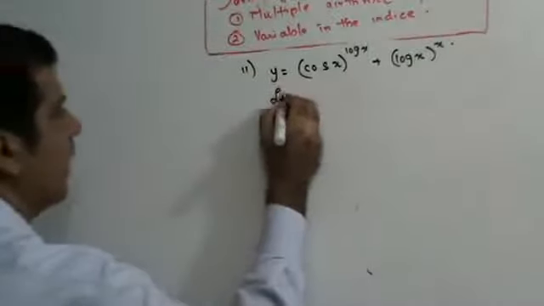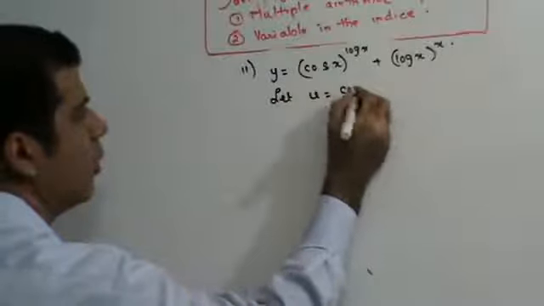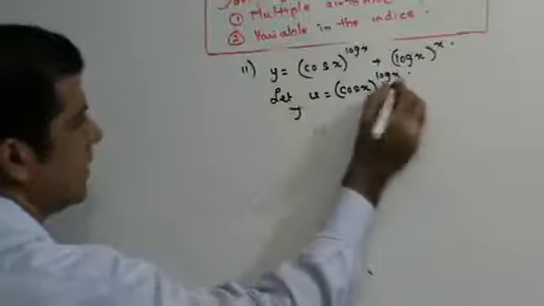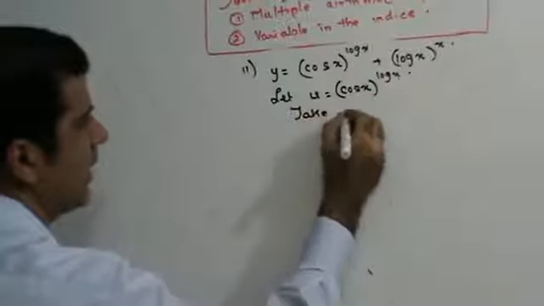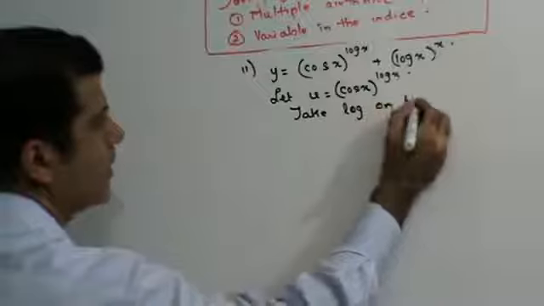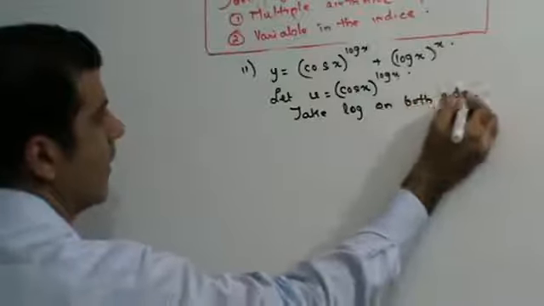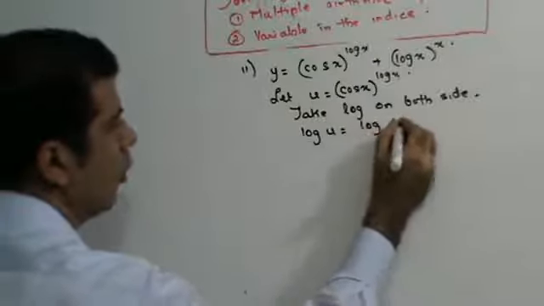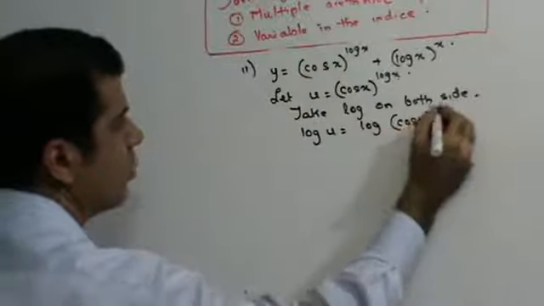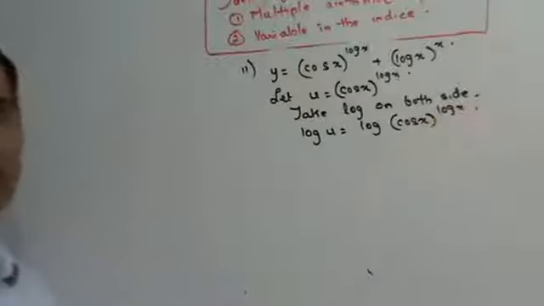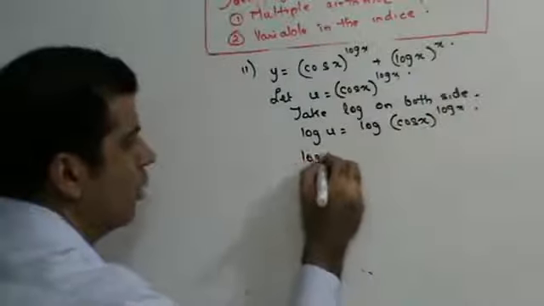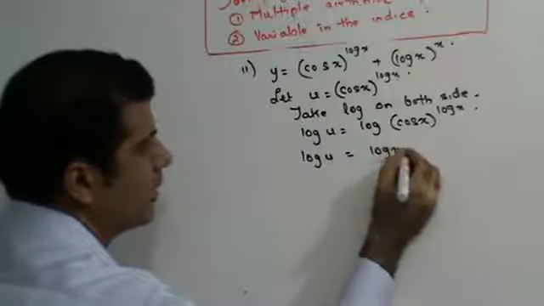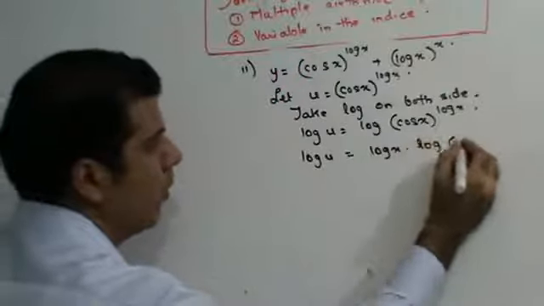Same thing, let u be equal to cos x raised to log x. Since there is a variable in the index, take log on both sides. If I take log on both sides, I will get log u is nothing but log of cos x raised to log x. Whatever is the number in the index comes before log, so you will get log u is nothing but log x into log of cos x.